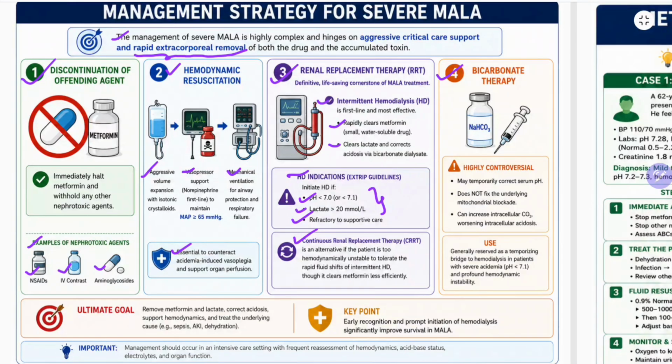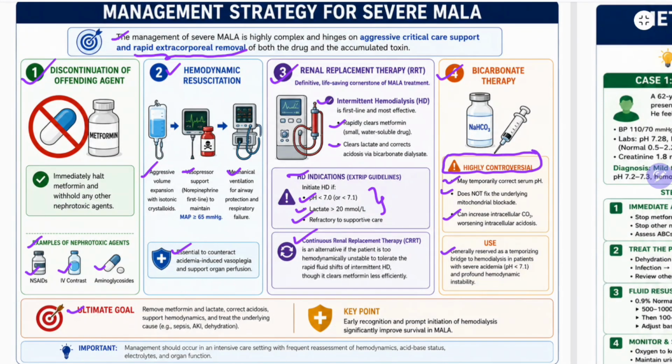Fourth one is bicarbonate therapy. This is again highly controversial, which we have studied in DKA also. It may temporarily correct serum pH, but does not fix the underlying mitochondrial blockade. It can increase intracellular carbon dioxide, worsening the intracellular acidosis. When to use then? It is generally reserved as a temporizing bridge to hemodialysis in patients with severe acidemia, pH less than 7.1, and profound hemodynamic instability. There it is used.